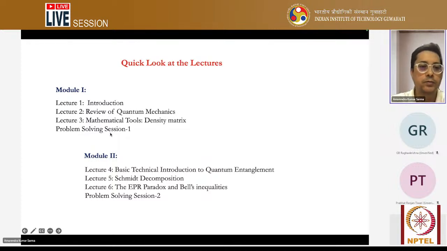So in the first module, we have covered 3 lectures. Then we had a problem solving session. The first module was meant to familiarize you with the necessary mathematical tools and some relevant concepts that we needed to understand quantum entanglement. In the second module, we gave some technical introduction to quantum entanglement, where we also discussed Schmidt decomposition, the EPR paradox, and Bell's inequalities, followed by a problem solving session.